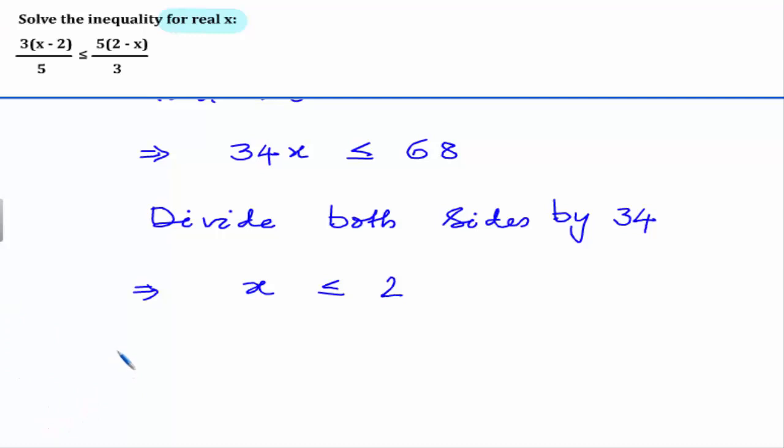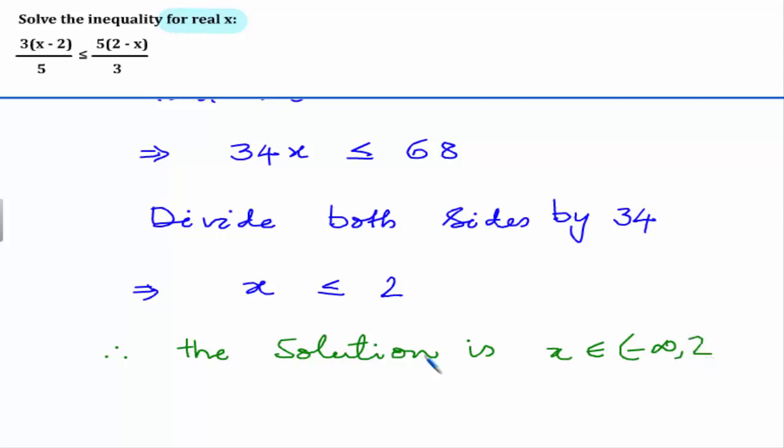So therefore the solution of the inequality is x belongs to minus infinity to 2, since x is less than or equal to 2. And we can observe that there is an equality symbol also here, therefore it's a right closed set.